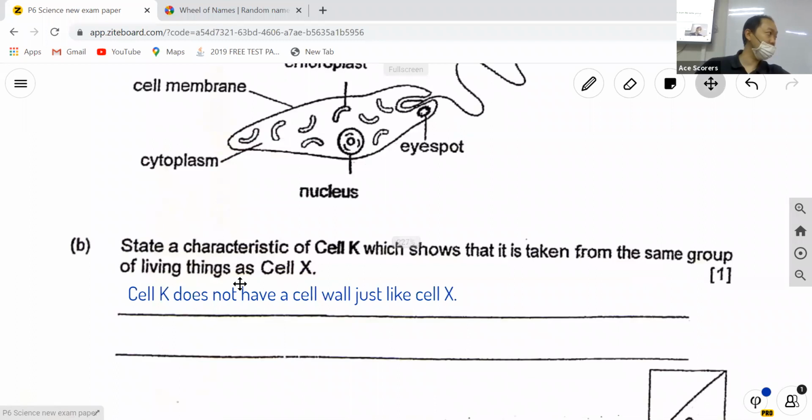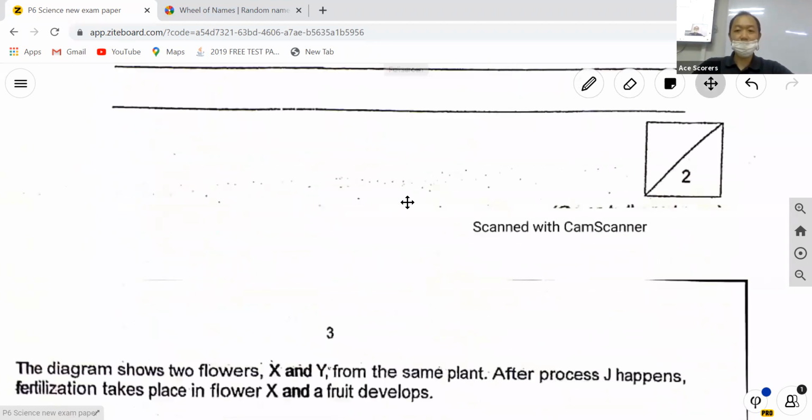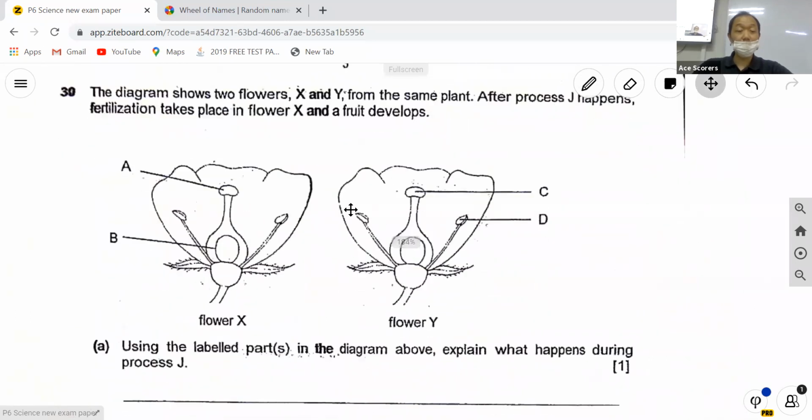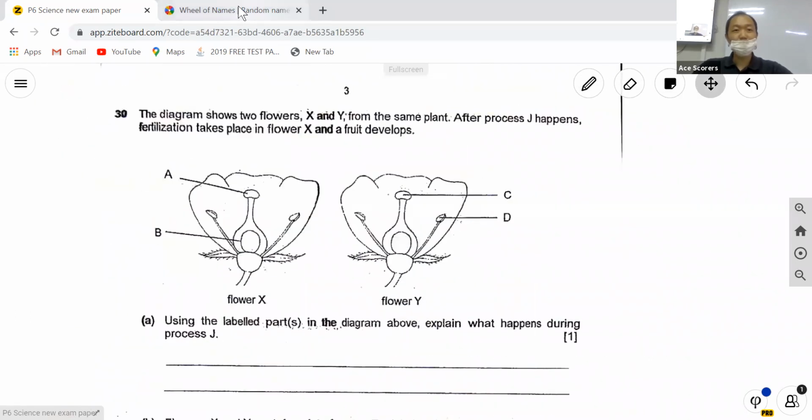Do you find a new wall? No? Okay. Got it. Cell K does not have a cell wall, just like that, right? So far, very easy, okay? Nothing exciting here. Okay, next one, question number 30.